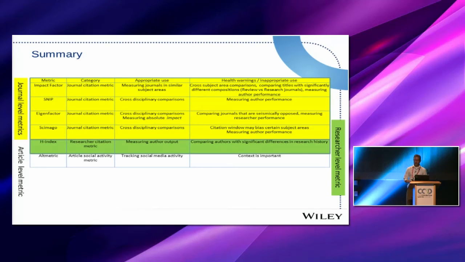H-index itself is an author measure, or a more granular measure. So that's one for measuring authors, regions, departments, and suchlike. And Altmetric itself is just an article social activity metric. It's great for tracking social media activity, although with it, be wary, because context is all important.